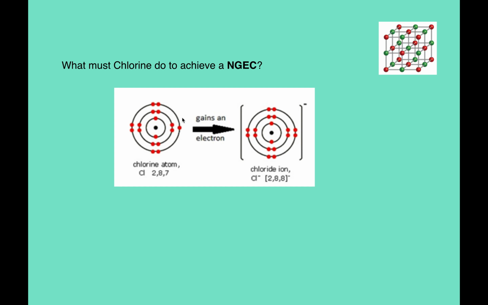So chlorine's got 7 electrons in the outer shell, and in order to gain a full outer shell, the easiest thing to do is for it to gain an electron. So now it's got 8 electrons in the outer shell. It's got 1 more electron than protons now, so it now has a net negative charge, 1 negative. And its electronic configuration is 2, 8, 8. It has become Cl-, a chloride ion.